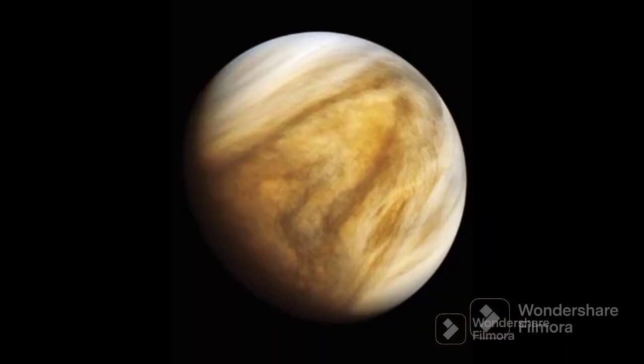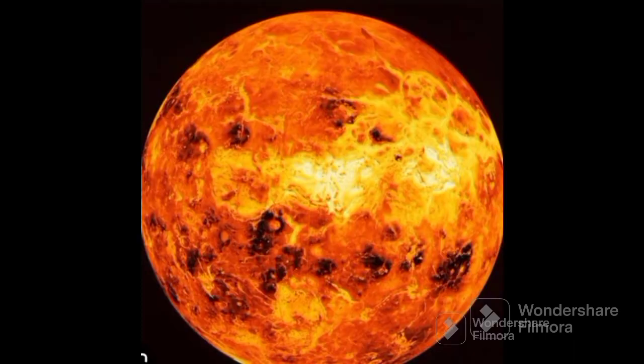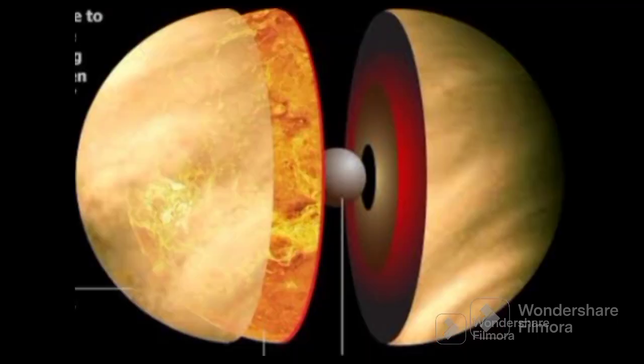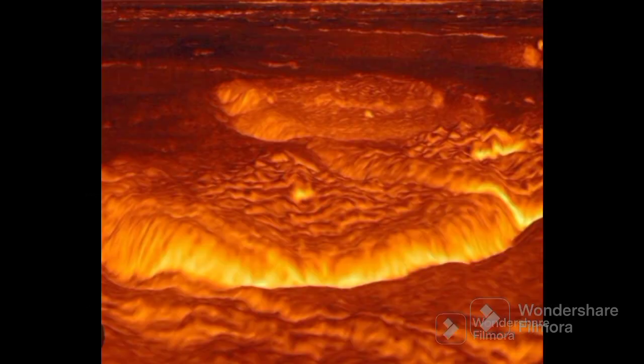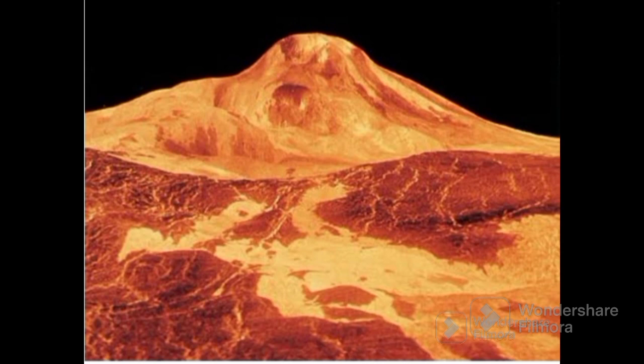Now let's learn about Venus. Venus is also called the twin of Earth because it's almost the diameter of Earth. Now let's learn about the interior parts of Venus. It contains a solid crust, rocky mantle and a metallic core which contains silicate minerals. The average surface temperature on Venus is 464 degrees Celsius. With this average surface temperature, it is the hottest planet in solar system.